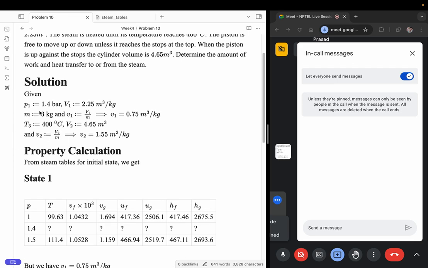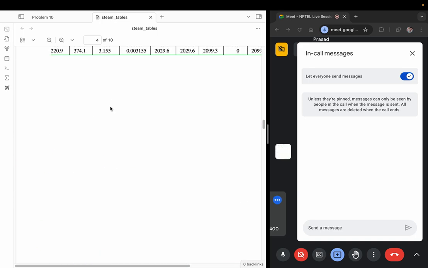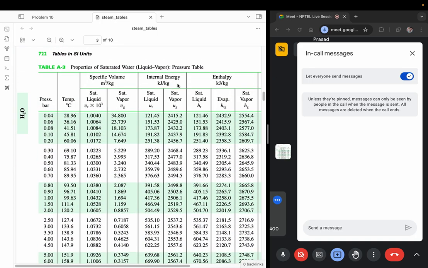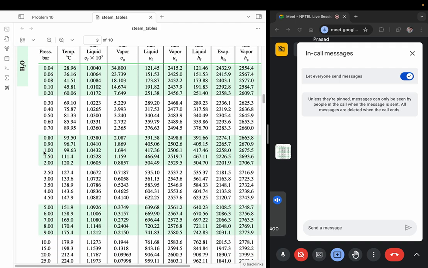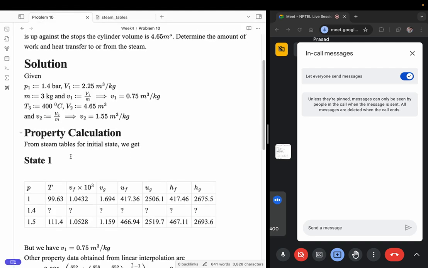So how do I calculate state 1? My initial pressure is given, and the initial specific volume is given. So I look up the steam tables. Since pressure is given, I should look up the pressure table. I go to the pressure table and I need to find the value of 1.4 bar. But here I am given only 1 and 1.5 bar. So I just take these values and take a linear interpolation between these two.